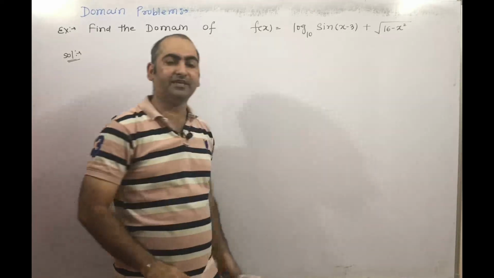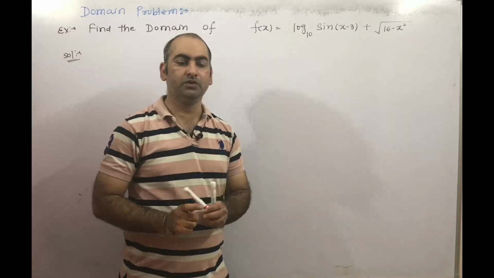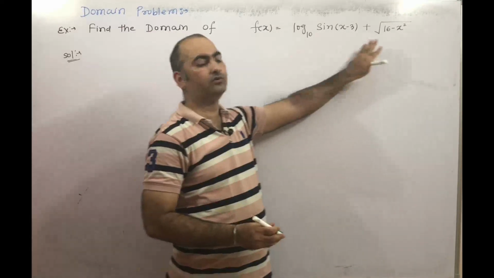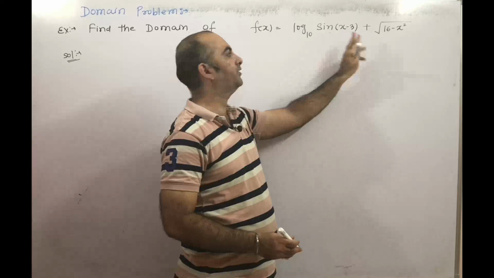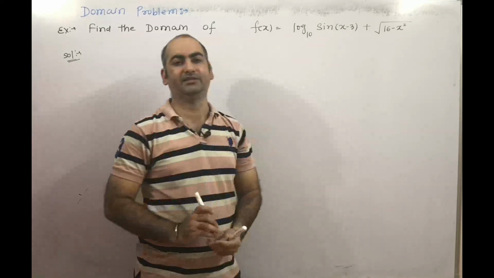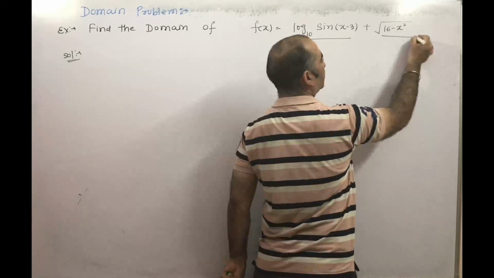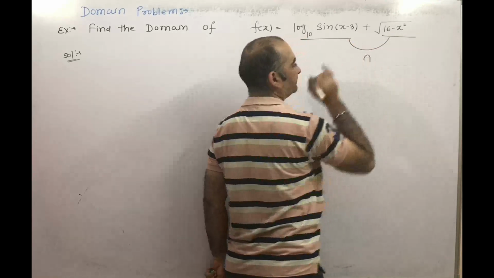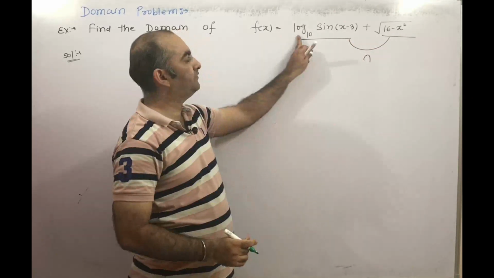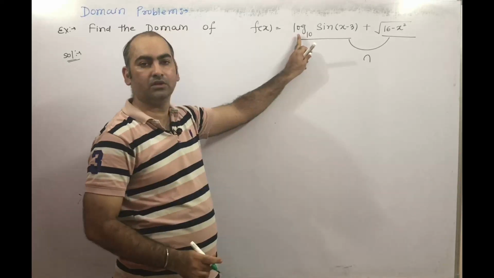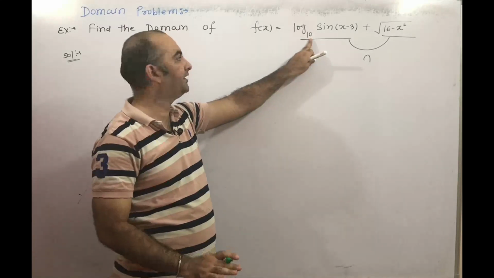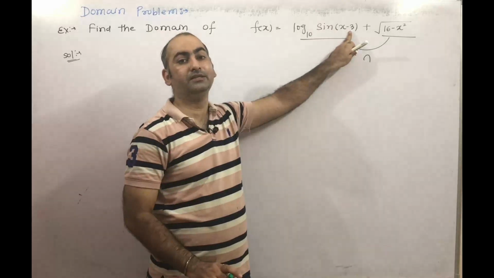So we know the domain of f(x) plus g(x). For finding the domain of f(x) plus g(x), we will find the domain of this one and the domain of this one, and then we will take the intersection. So first we find the domain of this one, then of this one, and then take their intersection. This one is a logarithmic function. The base is 10, so it is always defined. This one should be greater than 0.